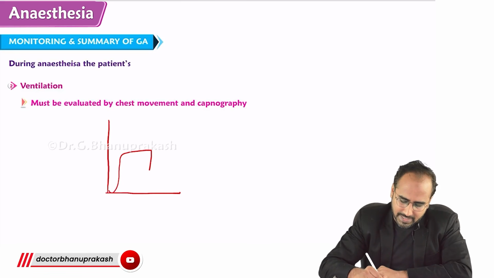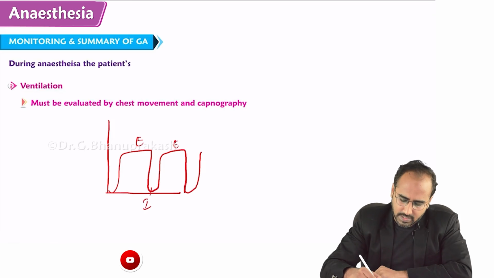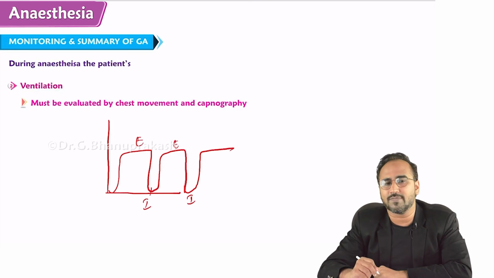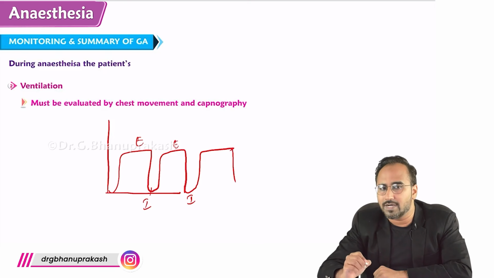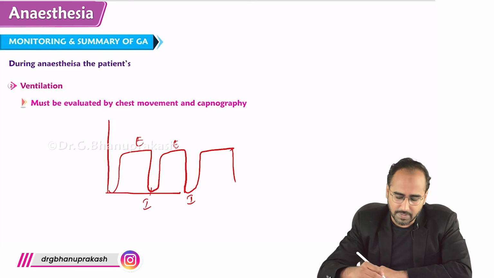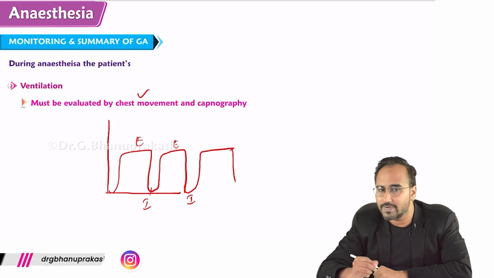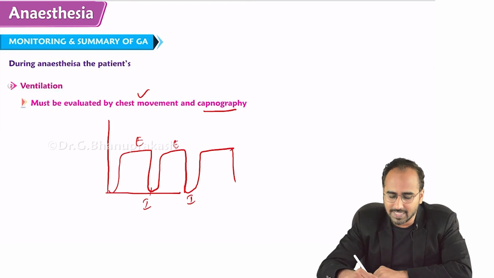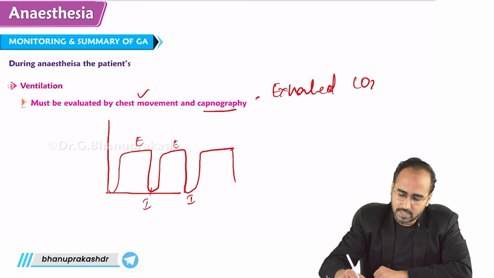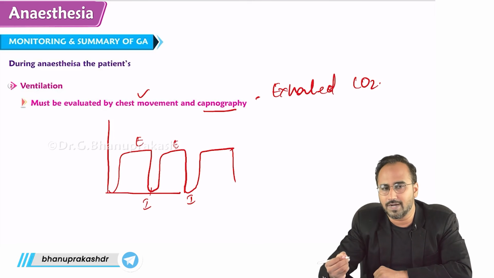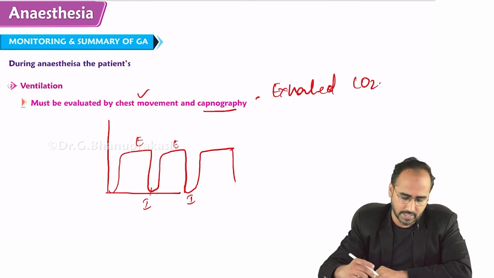The capnograph measures the exhaled carbon dioxide. This is the exhaled and the inhaled phase, right? Okay, so ventilation can be monitored by two things. One is chest movement. The other is capnography. What does capnography indicate? It detects the exhaled carbon dioxide, and that is regarding ventilation. So you have monitored oxygenation, and you have monitored ventilation.